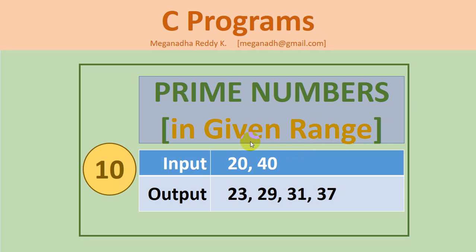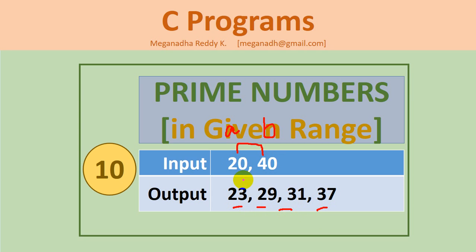In this video, we're going to learn how to print the prime numbers in a given range. For example, if we want to print the prime numbers between 20 and 40, we can give the numbers as input, like A value as 20 and B value as 40. Now the output should be the prime numbers present between 20 and 40. So 23, 29, 31, and 37 are the prime numbers in this range, right?